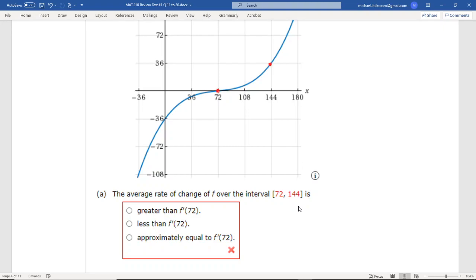So the average rate of change is greater than f prime, the derivative at 72. The derivative at 72, I would say that looks like an inflection point, so the tangent line actually cuts through it like that, so it would be 0, whereas the average rate of change for these 2 points is going to connect like that. So definitely it's a positive slope, bigger than 0, so yeah, definitely greater than the derivative of f at 72.